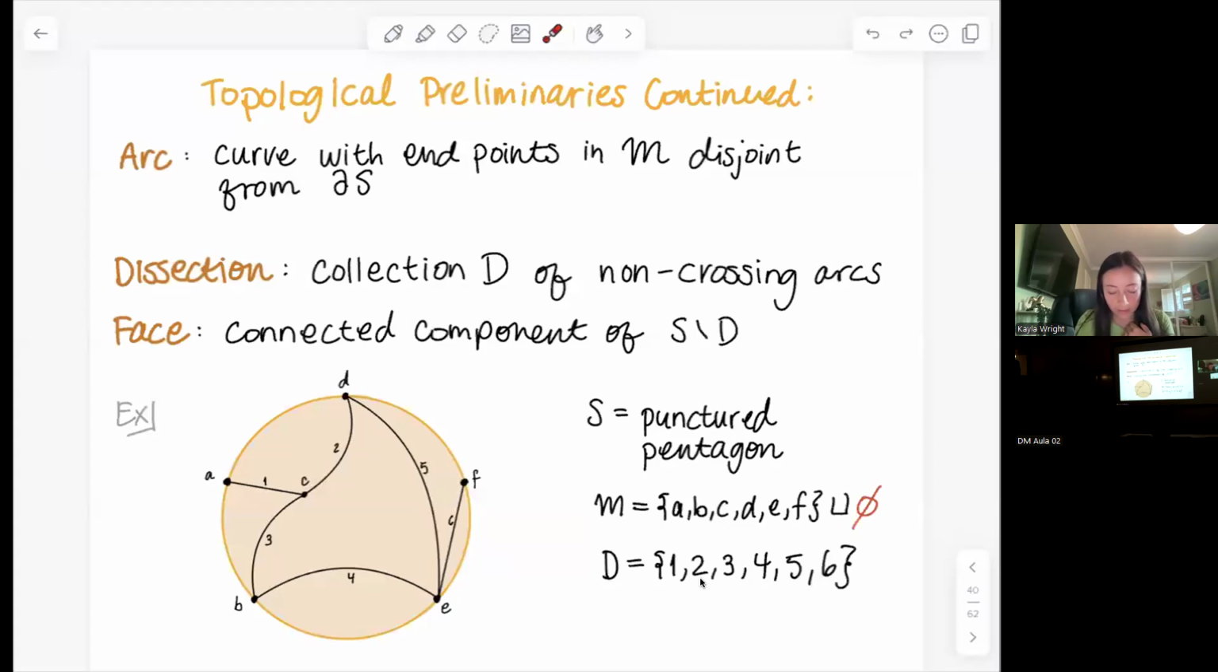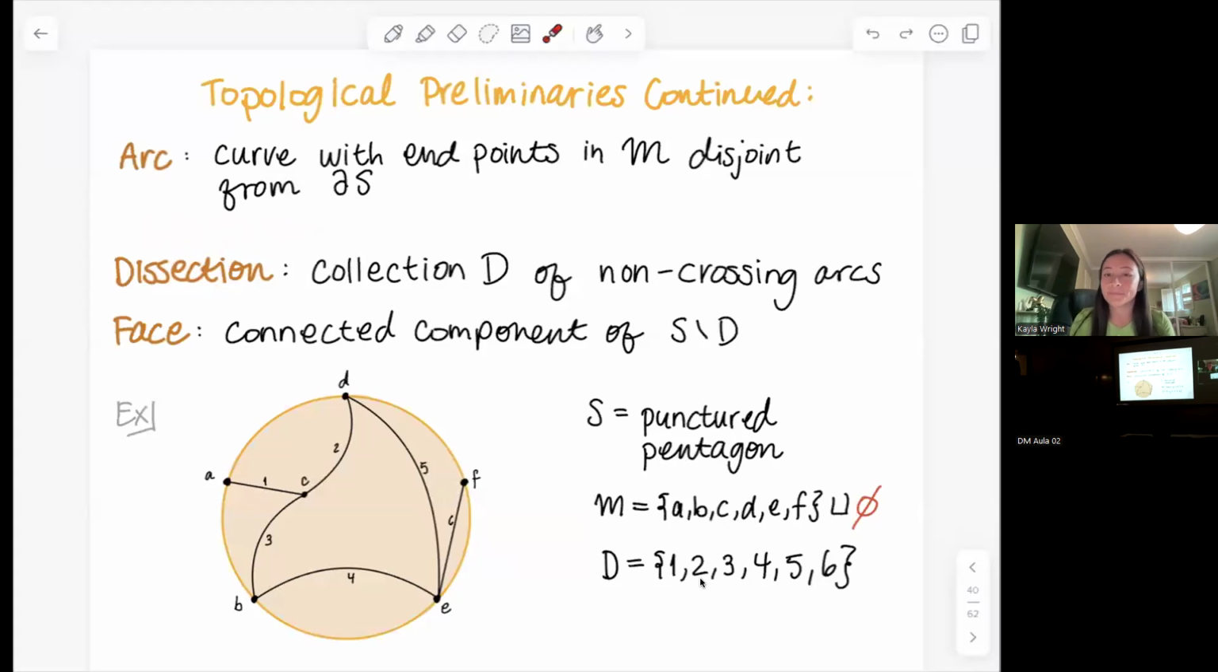So I have an example here. Sorry, the dissection doesn't need to be maximal, right? I mean, you can have a non-maximal one. Yeah. So if I were to say triangulation, that is maximal. Okay. But I'm not going to insist on that.